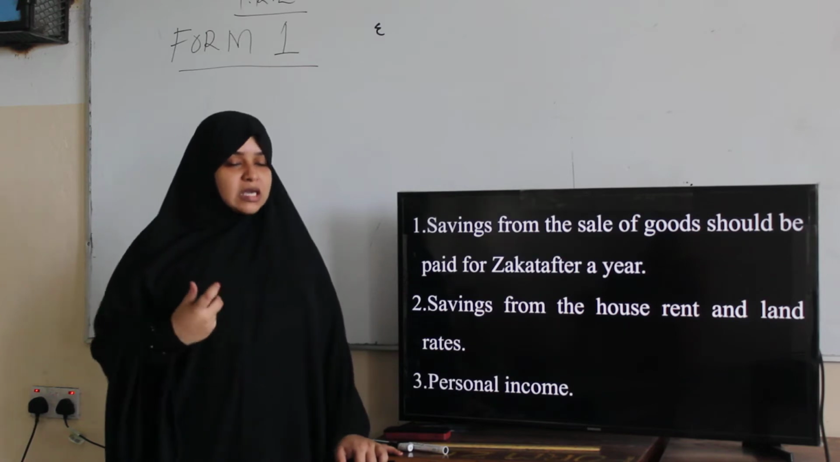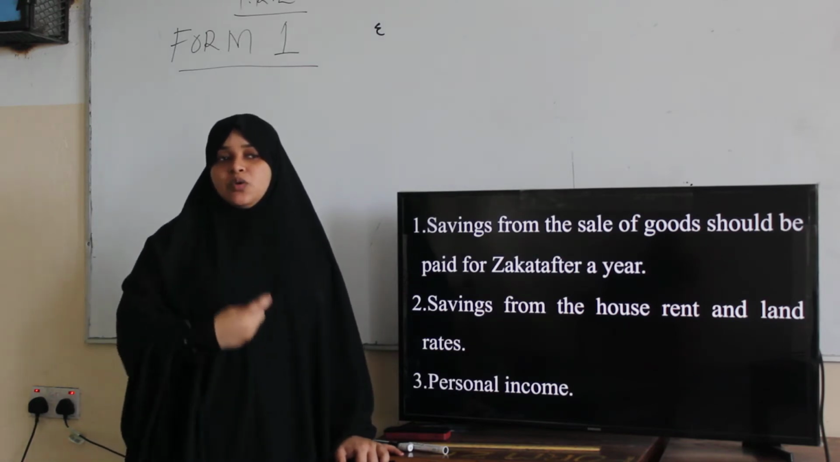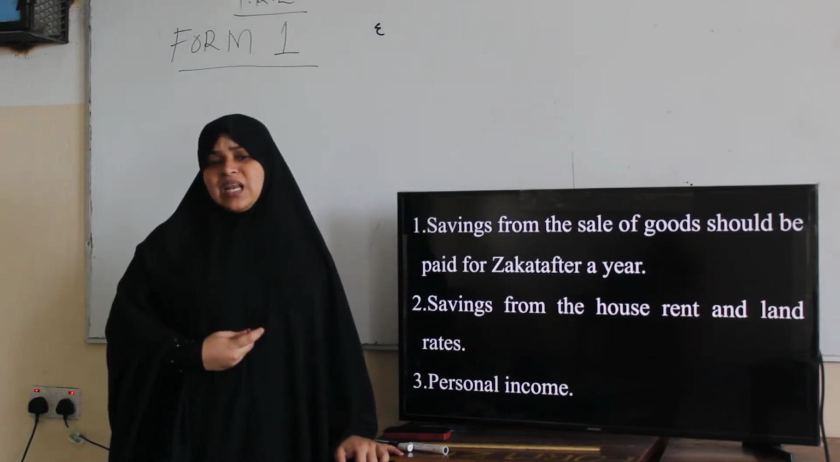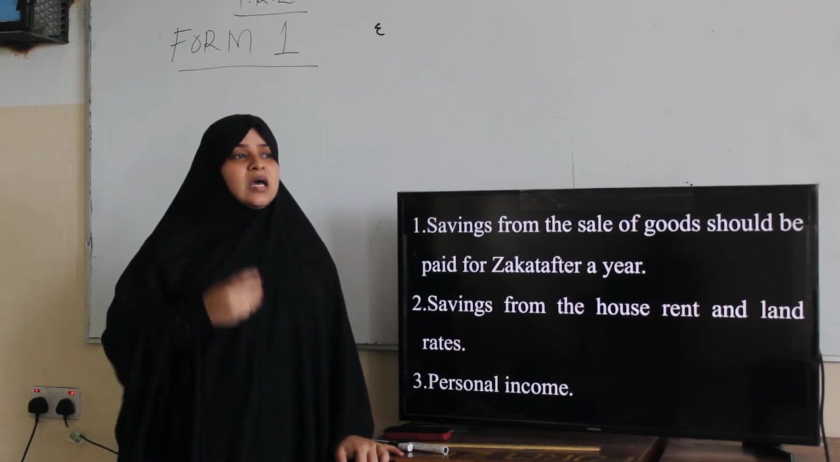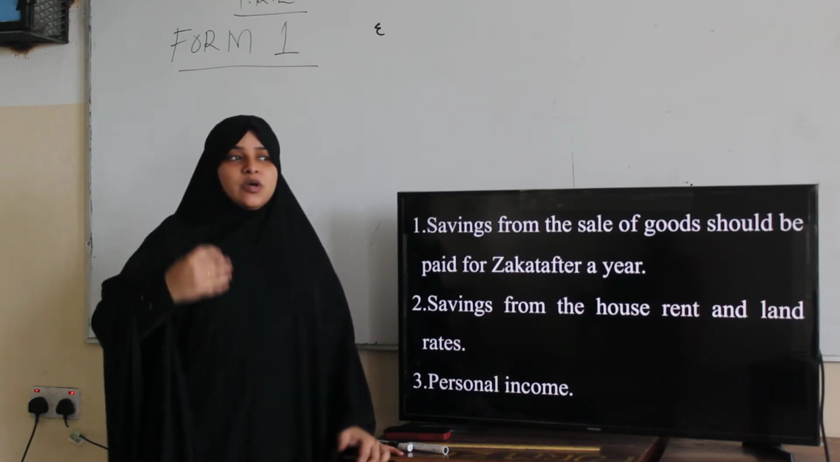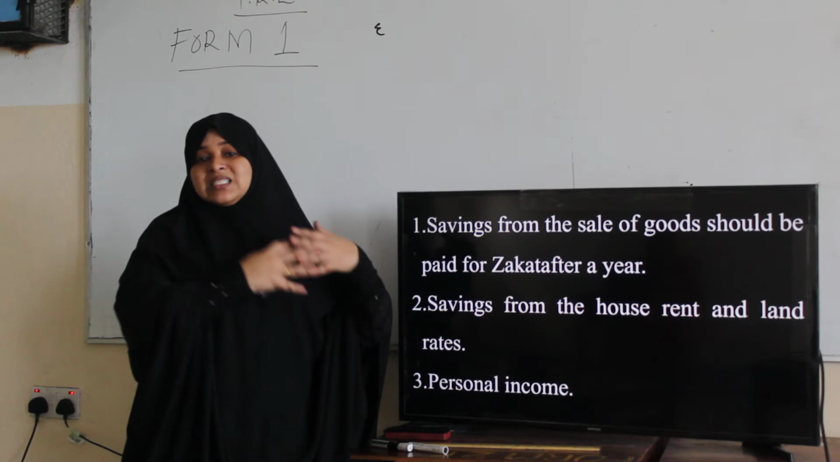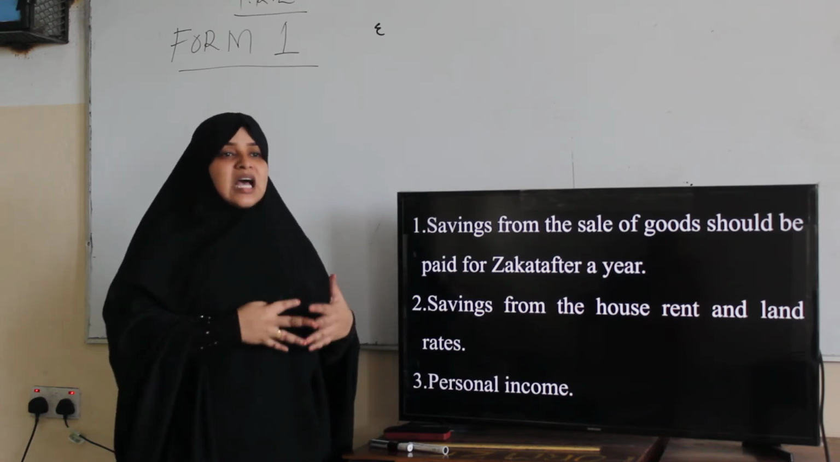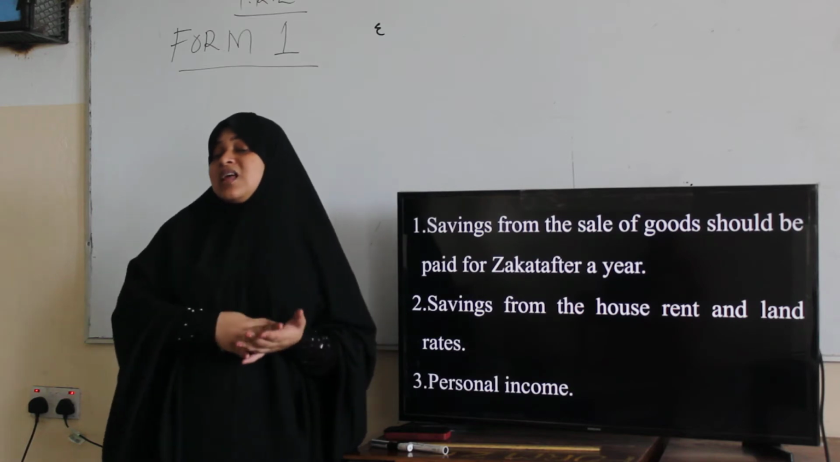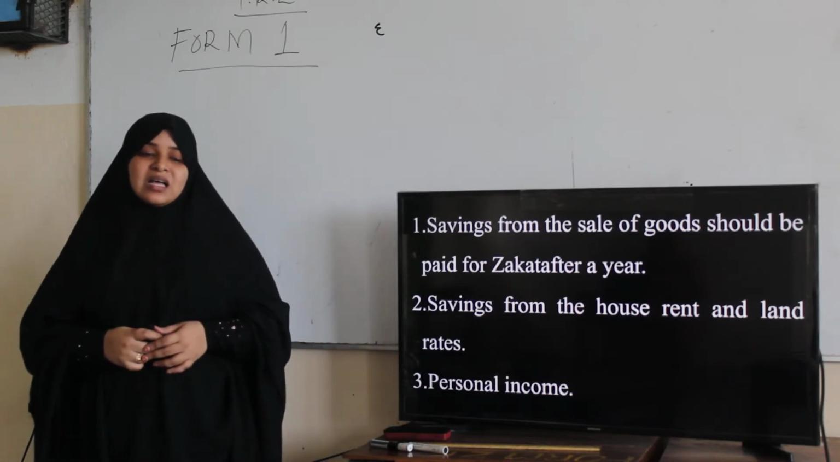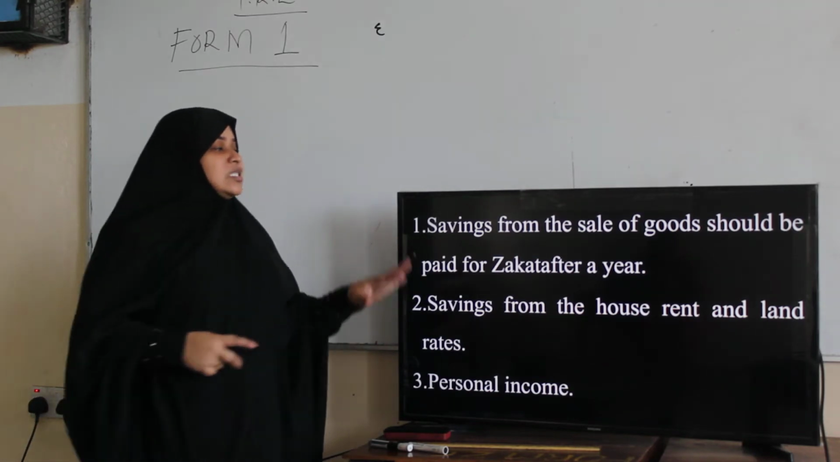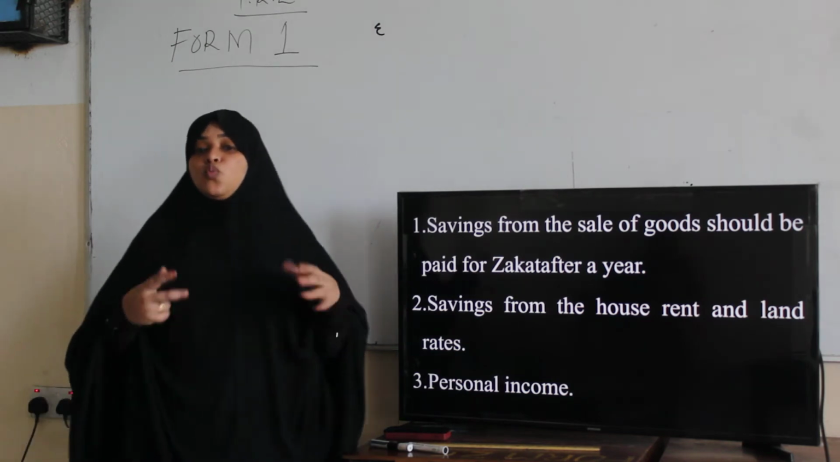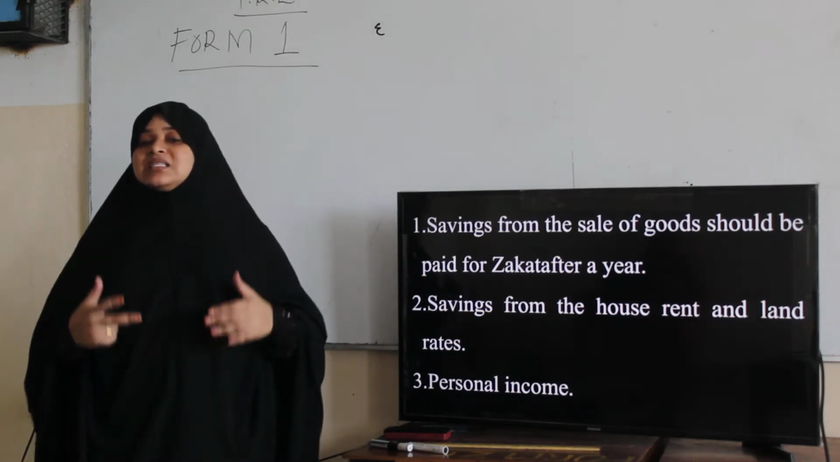Then personal income. You have your income, you are working and you have your salary, and you have been saving the money, and it has been there for a whole year, then you can give it as zakat. So these are the items that one can pay as zakat.